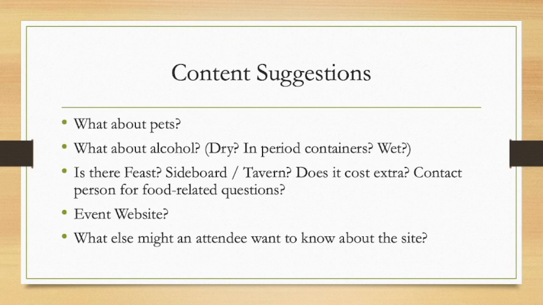Also, people are concerned about how they're going to get food when they're at the event. Is there a feast? Is there a sideboard or tavern? Is any of this included in their registration, or is there an extra cost? Also, there are some sites that do not allow outside food at all, and that would be very important to include in your event ad. If you have a feast steward who's organizing feast or sideboard or tavern, providing food from within the SCA organization, it really helps to provide contact information for that person so that guests can ask about allergen issues or various other things like that. So that's a very helpful piece of information to include.